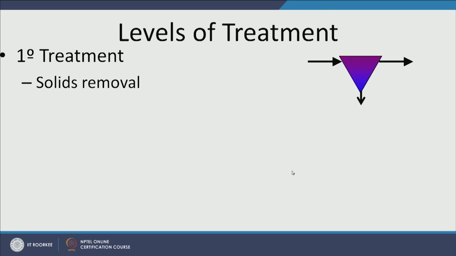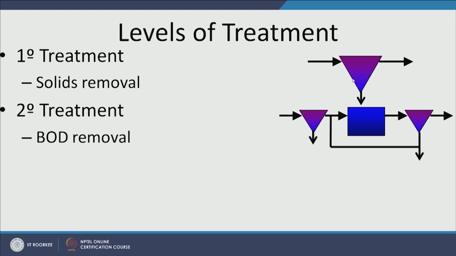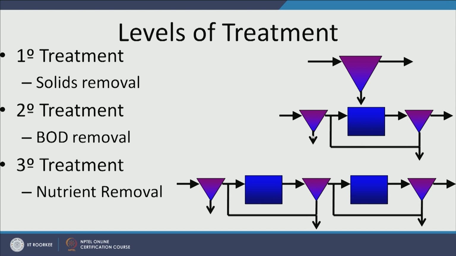Now let's look at levels of treatment. Primary treatment is a physical process, we remove solids. Then we can add secondary treatment, where we are trying to remove biodegradable organics or BOD, and then we can add third degree treatment. So this is primary, this is secondary, and third degree is where we are trying to remove nutrients from the wastewater.